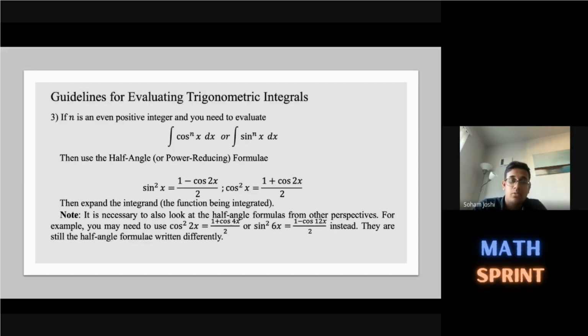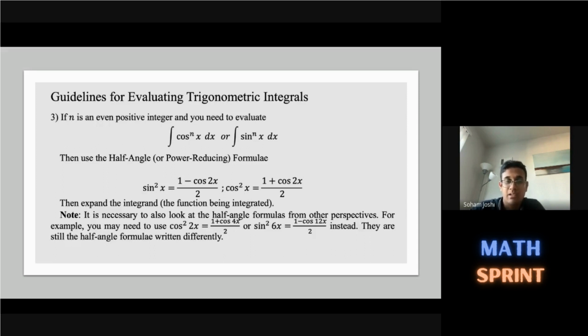Now suppose we have a similar problem of integrating cos x to the power of n or sin x to the power of n with respect to x, but here n is an even positive integer. So what we do is we use the half angle formula. You should recall your knowledge of trigonometric identities, and you should know that sin²x can be expressed as (1 − cos 2x)/2. You should also know that cos²x can be expressed as (1 + cos 2x)/2.